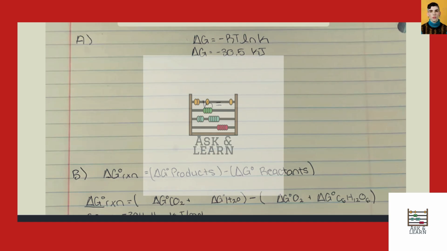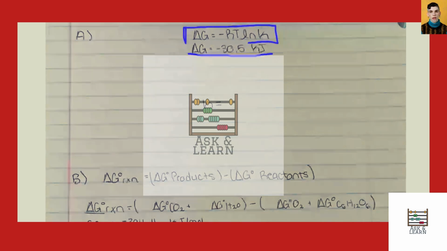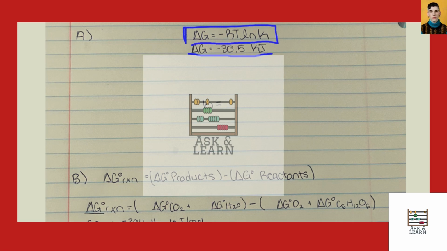All right, so for part A, we are given the equation for the hydrolysis of ATP, and we are given that its delta G is 30.5 kilojoules. So as always, we're going to use our equation here, delta G equals RT ln K, and we're just going to plug in values. Again, always know that R is 8.314 joules per Kelvin mole.